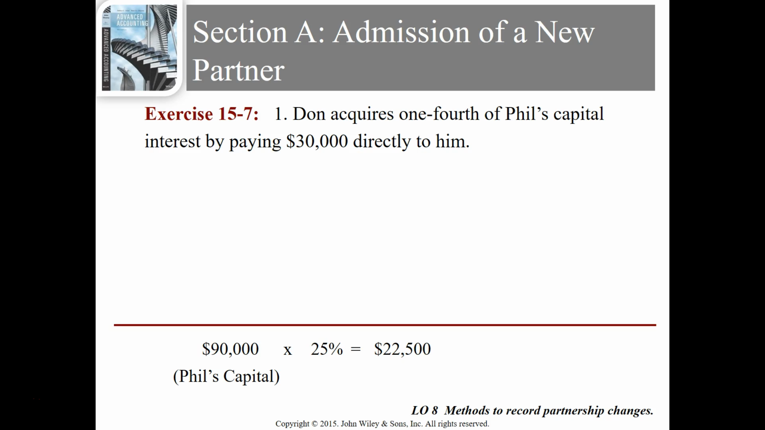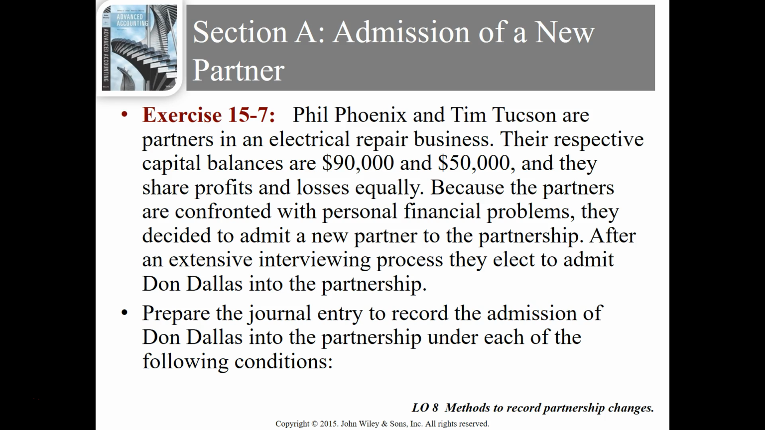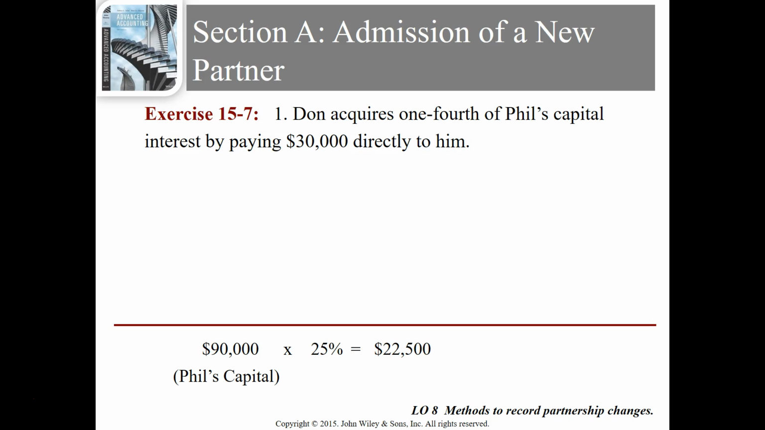Number 1, Don acquires 1/4 of Phil's capital interest by paying $30,000 directly to him. So again, Phil has $90,000. Now, what this means is Don meets Phil outside of work, outside of the partnership, and gives Phil a check directly. This money, folks, is not coming to the partnership. So we're going to give Phil $30,000, but we're only going to get equity of $22,500.